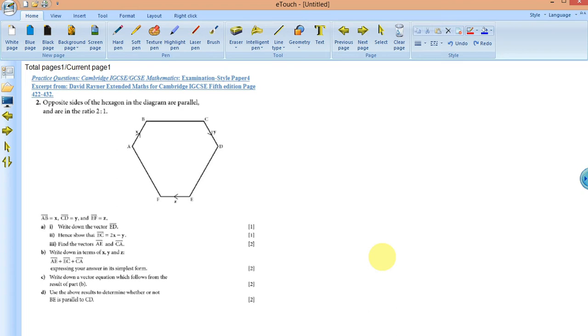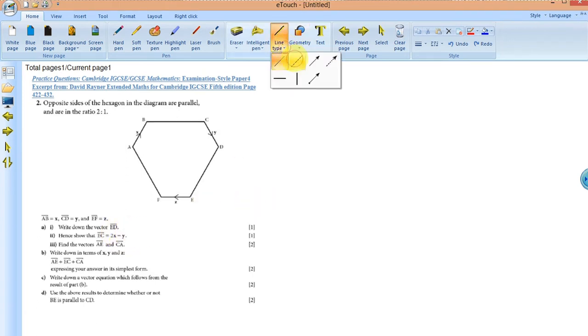Okay, guys, here is the next question. Opposite sides of the hexagon in the diagram are parallel and are in ratio 2 to 1. Okay, AB is x, CD is y, and FE is z. So write down the vector ED. Okay, guys, I don't need to read through the question. Let's just take it one after the other.